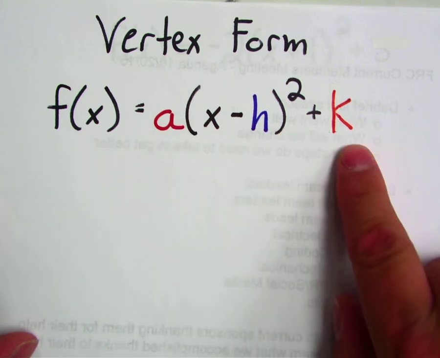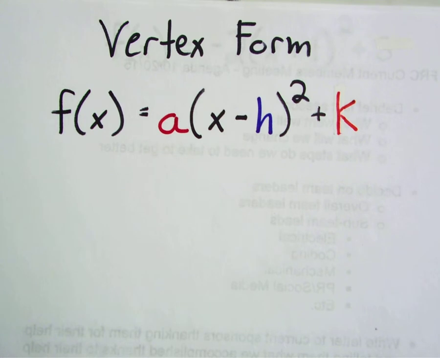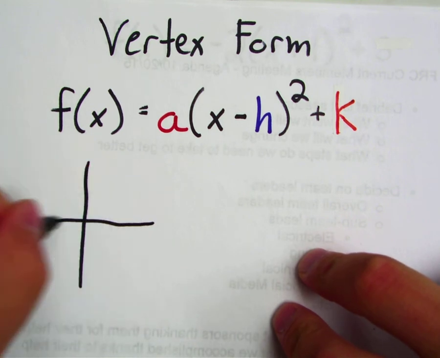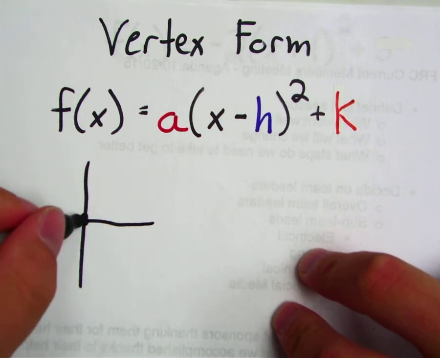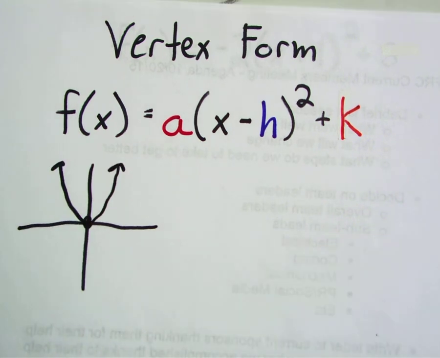these three constants are going to tell us what transformations have occurred from the graph of f of x equals x squared. So our normal parent function of x squared, of course, is just a parabola with its vertex at the origin. It opens up like that.